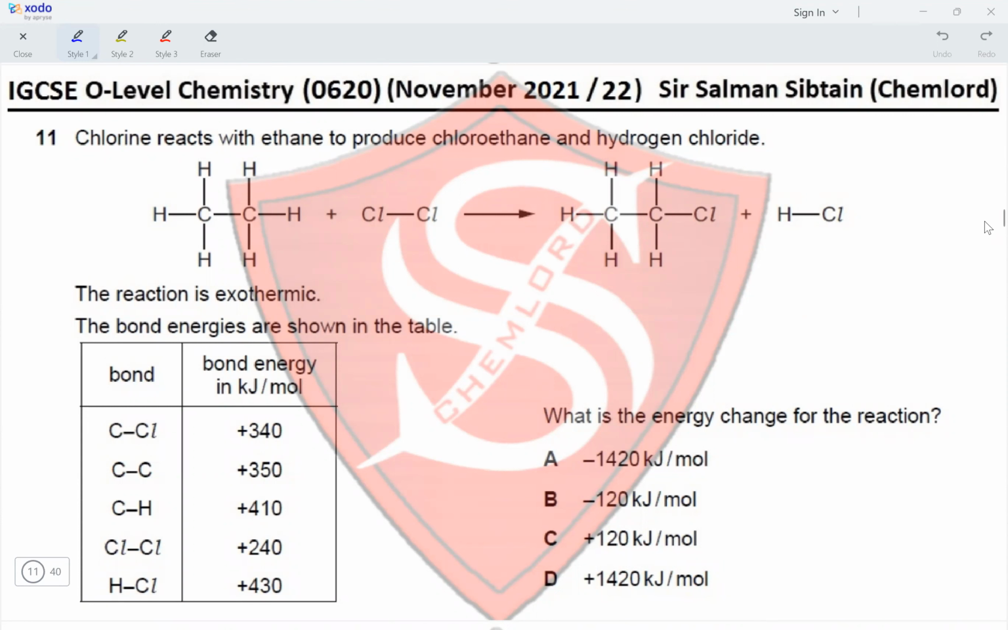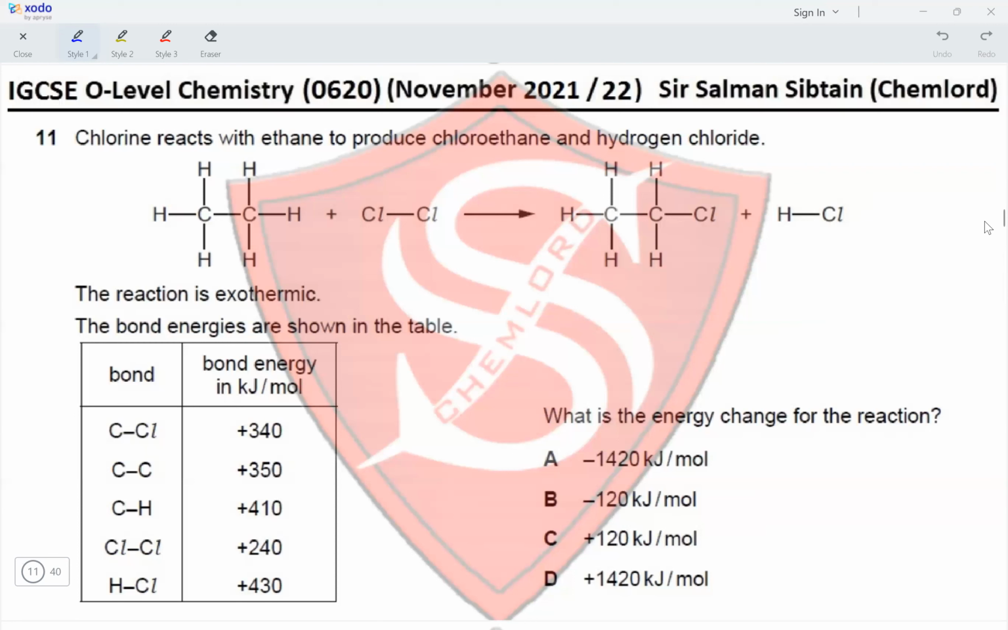So, bonds of the reactants are broken, that means energy is required, and bonds of the products are formed, that means energy is given off. So energy required is a positive energy change and energy given off is a negative energy change. The sum of bond energies of reactants minus sum of bond energies of products would give us the enthalpy change for this reaction. So now let's look at the bonds that are being broken and bonds that are being formed.